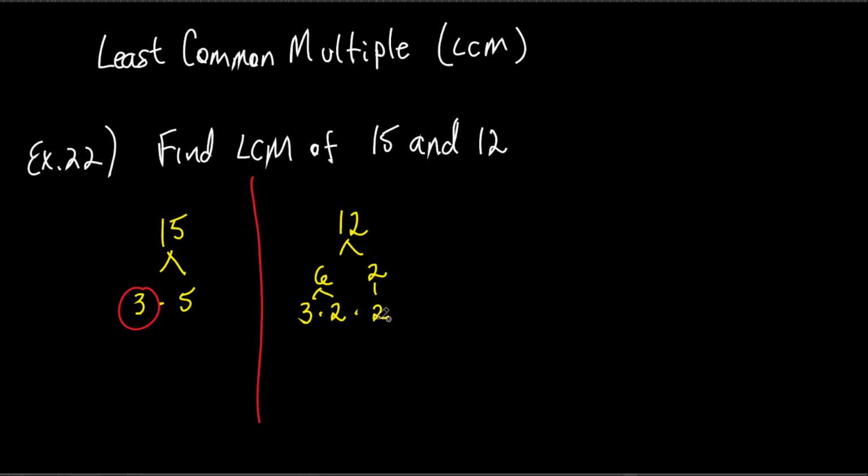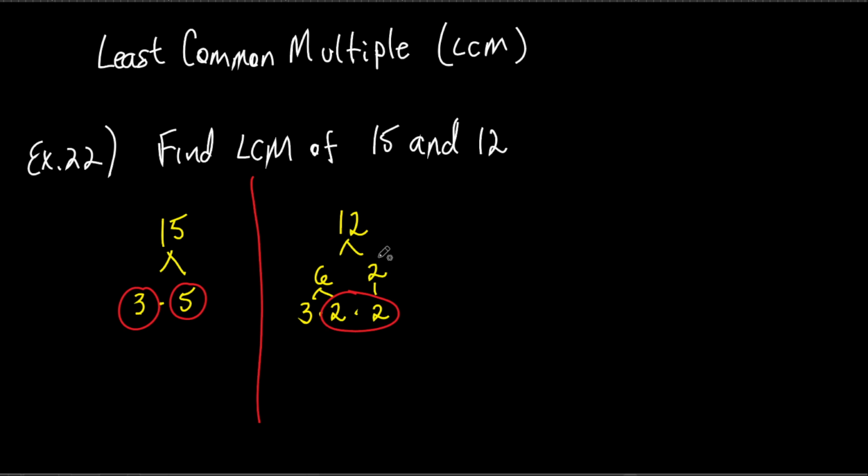A 5. Is there a 5 over here? No. And it doesn't have to show up in both places. It's got to show up in one of the places. So I pick a 5. What else shows up? I already picked a 3, so I'm not going to circle that. A 2, but how many times does it show up? It shows up twice. So I'm going to pick both of them.